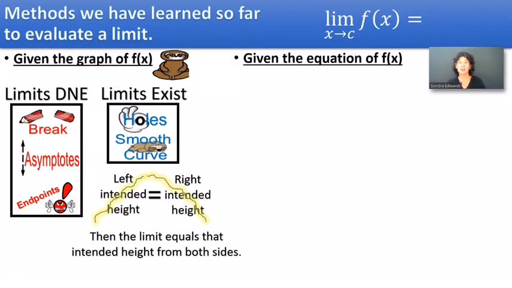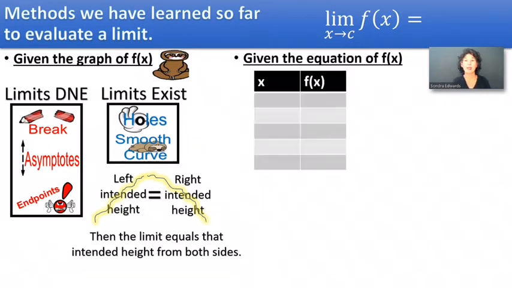The next method, you were given an equation of f of x rather than f of x's graph. So we would create a table that was centered around the x value that we are getting closer and closer to. So in this case, that would be c. Then we begin selecting x values that are getting closer and closer to c from the left side and the right side, plugging those numbers into the function and looking for a pattern of answers. If the answers keep getting closer and closer to the same number, then that is the answer to our limit. This is a way to approximate the answer to a limit.